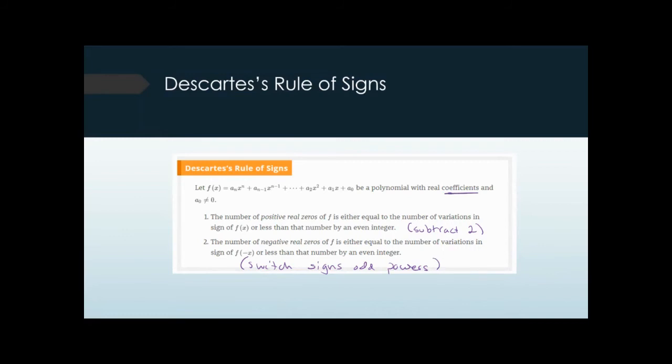So it doesn't tell you exactly how many are positive or exactly how many are negative, but it gives you an idea so that you can use that information to determine which to check. Let me rephrase this. Let's say you use this rule and you determine that you can only have an even number of positive zeros. So once you get an even number of positive zeros, you might want to stop checking the positives and start checking the negatives. So that's how you could use that.